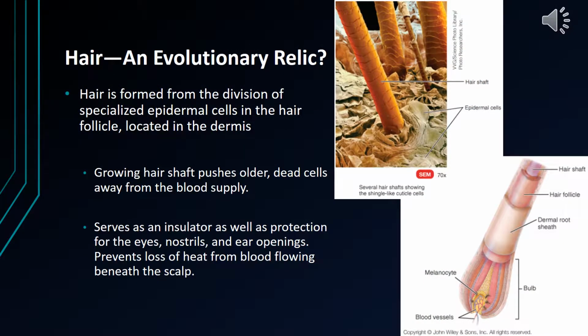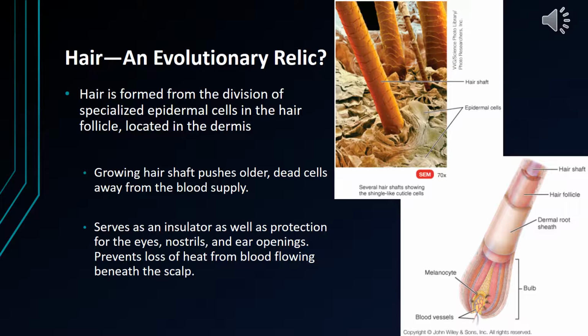Hair is another accessory organ in the skin, and it's formed from the division of specialized epidermal cells within the hair follicle, and these hair follicles are located in the dermis. And technically, all the cells within this hair shaft are dead keratinized cells, similar to the cells found in the epidermis. And as this growing hair shaft pushes up, the older dead cells move away from the blood supply, and that's why these cells are dead.